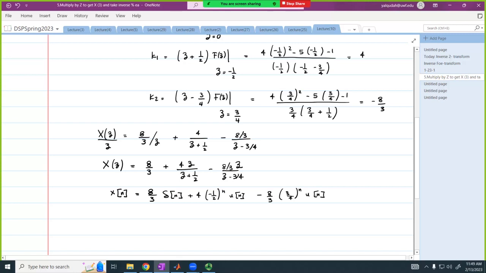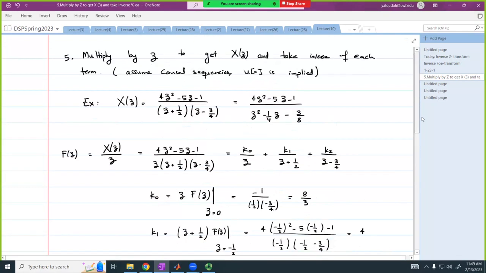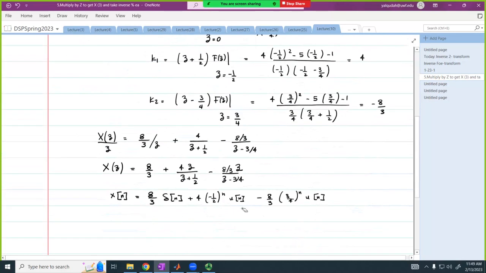What's u of n here? u of n, yeah, the unit step function. Okay. And we said by default, we're going to assume u of n. So I could have written this like this, and nobody would have objected, because it's by default. Unless I specify it, I'm assuming n starts at 0. Does that make sense? So n is greater than or equal to 0, or I can just add u of n here.